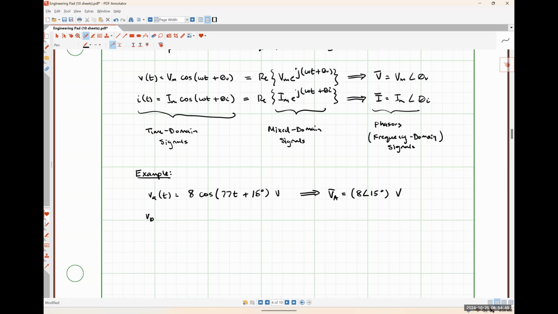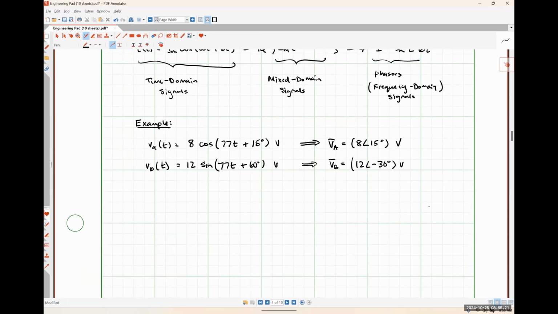If I had VB was 12 sine 77t plus 60 degrees, what would my phasor be? 12 angle negative 30 degrees volts. Connor, why is the phase angle negative 30 degrees? Because we had to change our sine function to a cosine function.